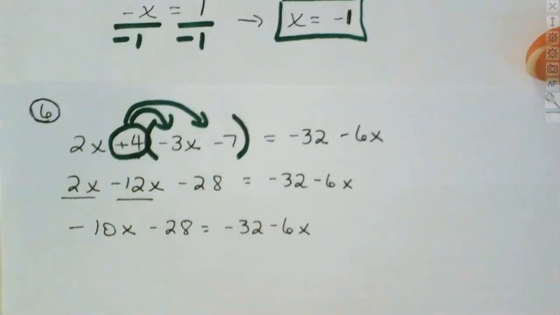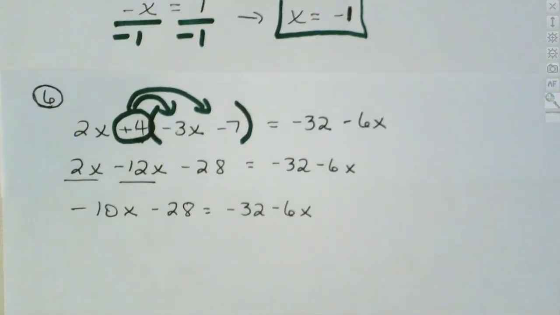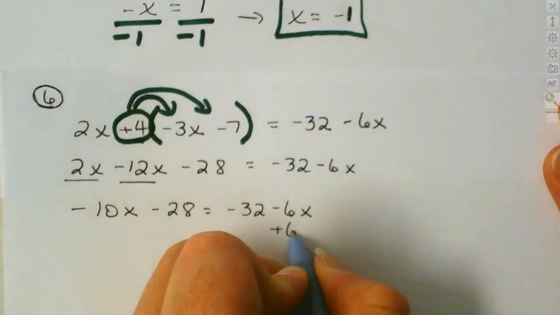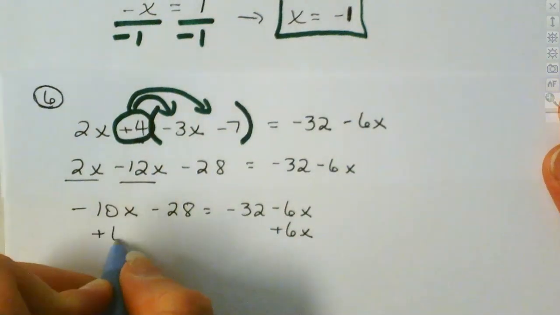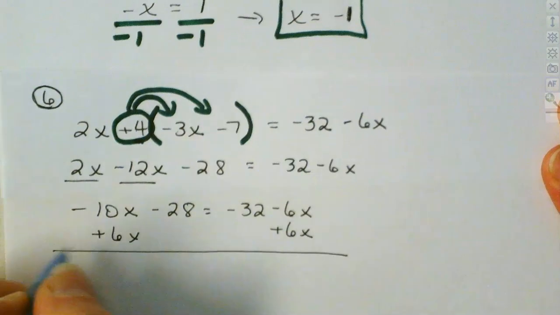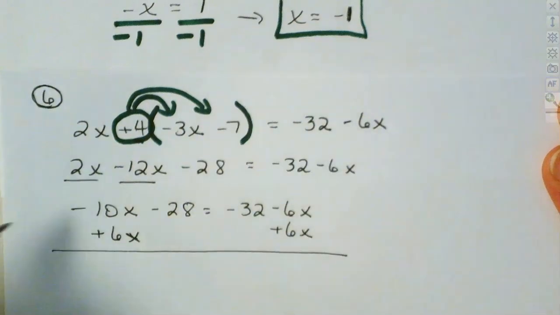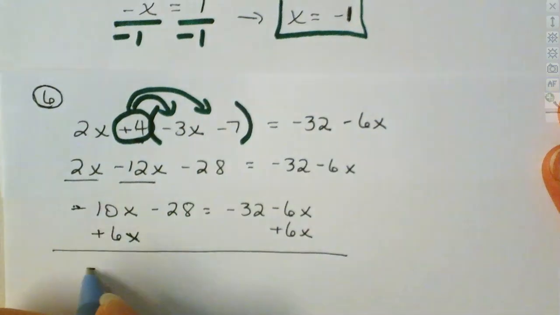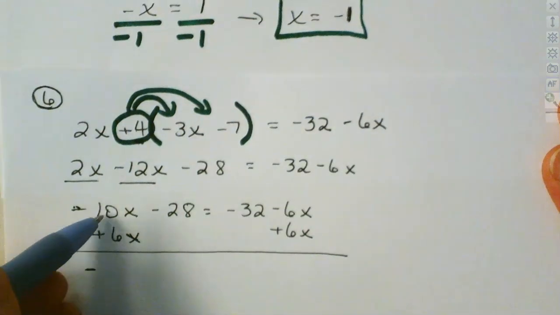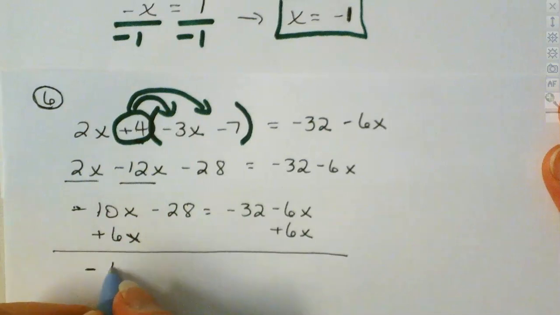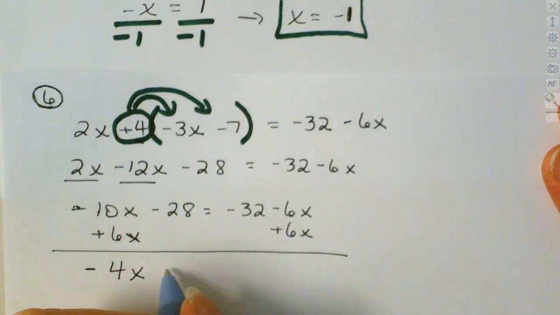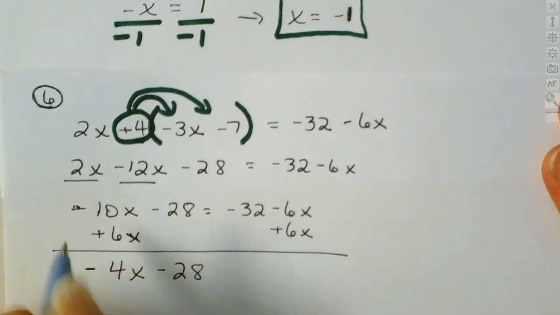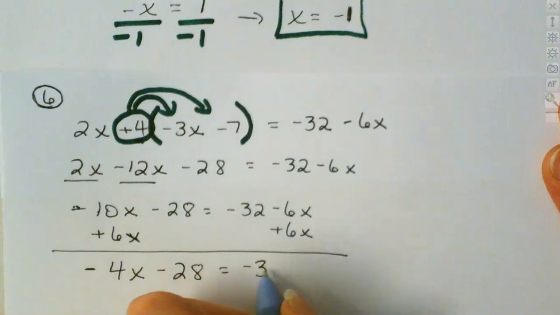Now, what do we do next? We're going to add that 6x over. Be careful with your signs. Minus 10. 10's a larger number, so that's negative. So minus 10 plus 6, that's a minus 4x there. And then we've got our minus 28, and that equals a minus 32.